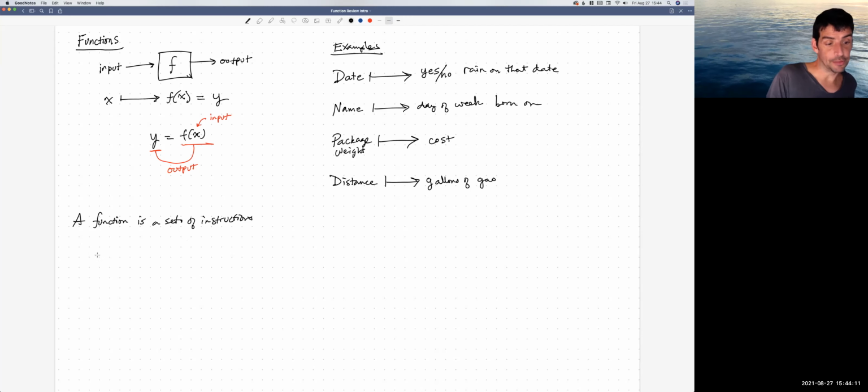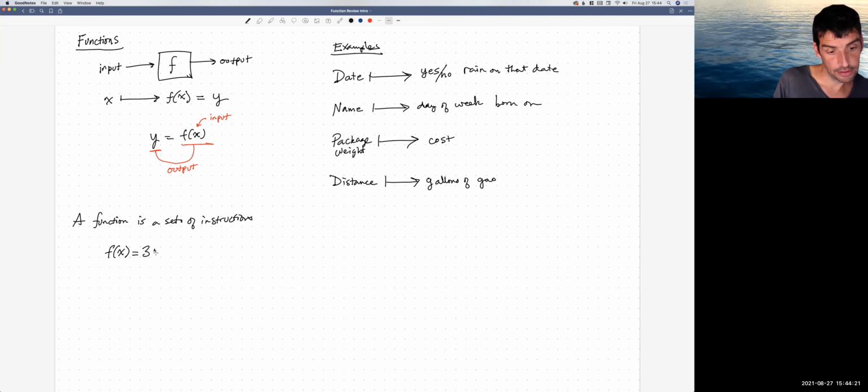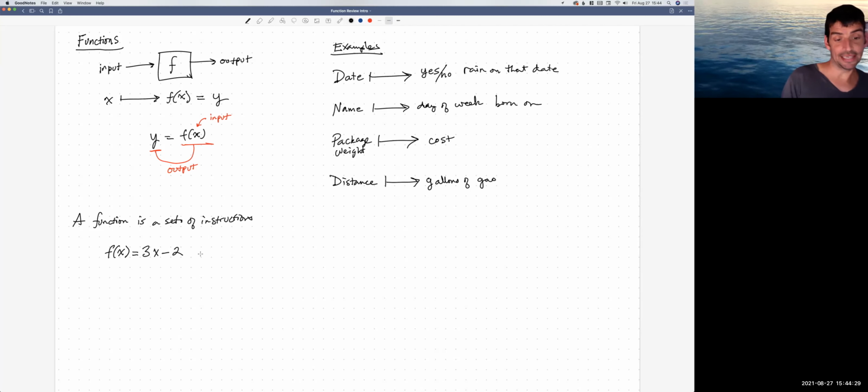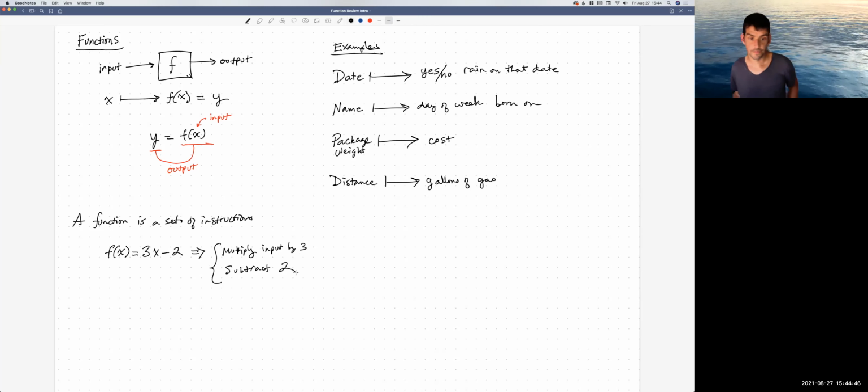Mathematically, when we're dealing more abstractly, we'll often write these instructions with mathematical symbols, right? So if I have a function f of x, and I say f of x is equal to 3x minus 2, what I'm telling you is that this is the function that tells you to multiply the input by 3 and then subtract 2, right?